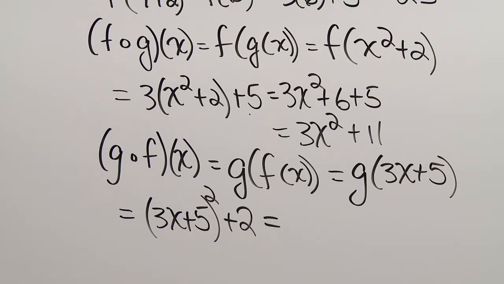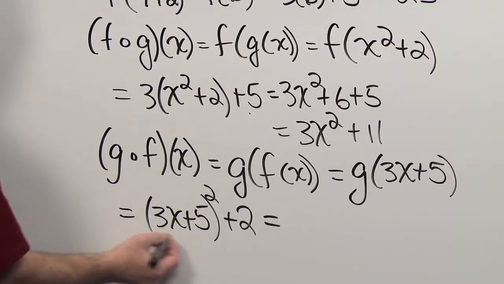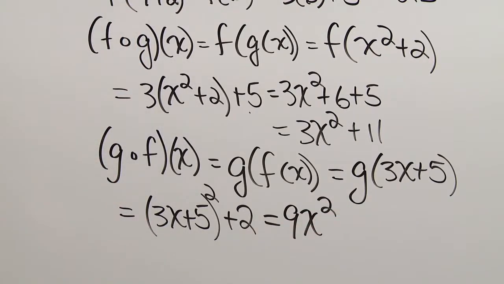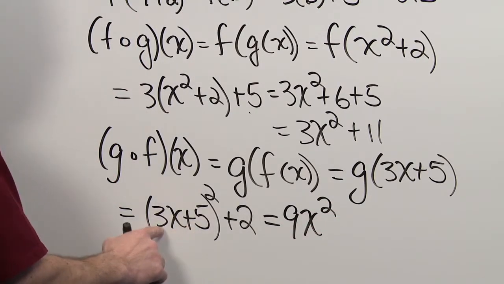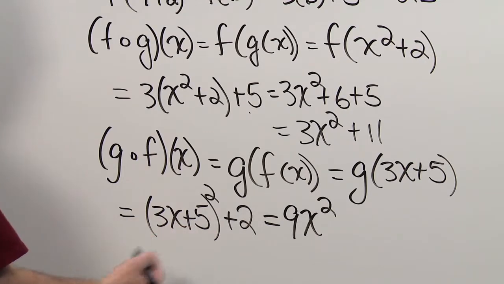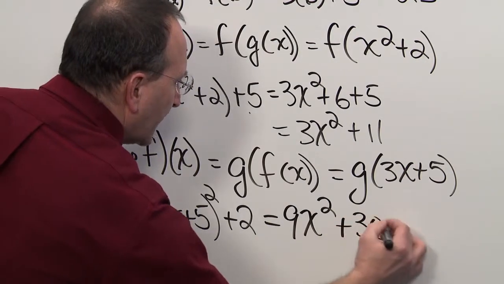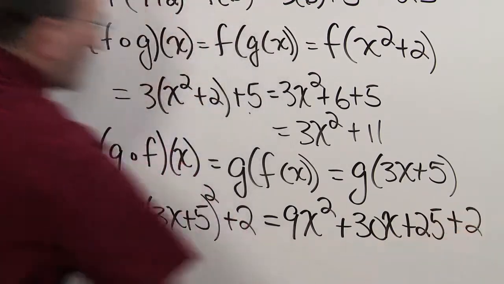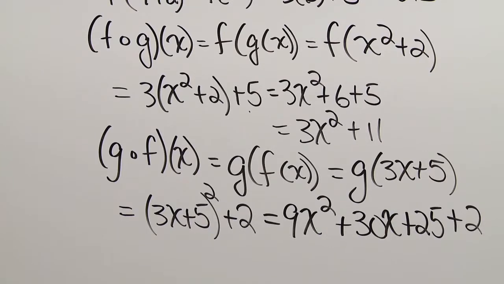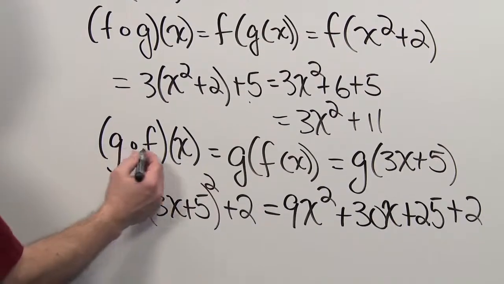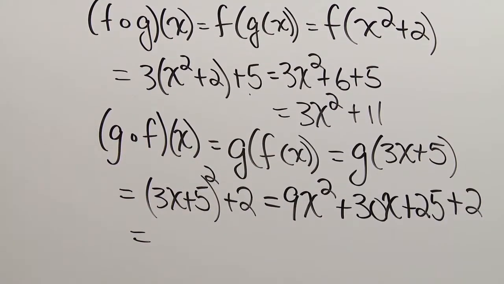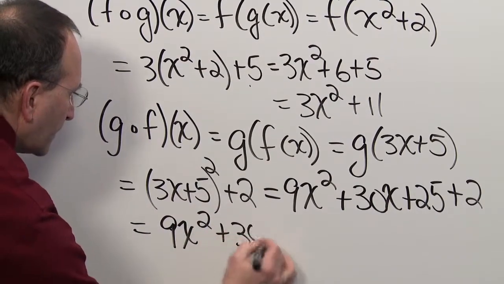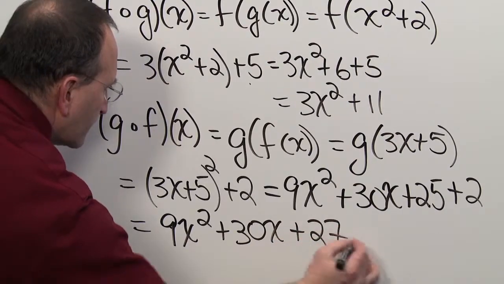When we simplify that, we just square this binomial. The results of that are 9x squared plus 3 times 5 is 15, we double it, it's 30, so plus 30x, plus 5 squared, which is 25, plus the 2. And so our final answer for the composition of g with f of x is that it's equal to 9x squared plus 30x plus 27.